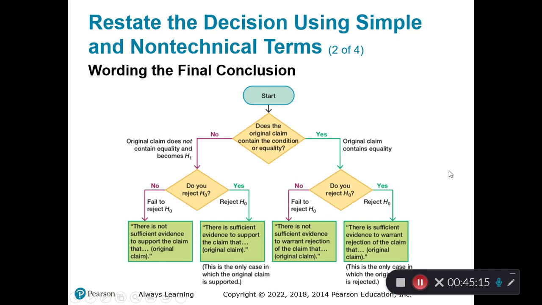Lots going on in this slide, but basically, here's the question. Do you have enough evidence to reject the null hypothesis, or do you not have enough evidence to reject the null hypothesis? So if you don't have enough evidence to reject the null hypothesis, then you say there is not sufficient evidence to support the claim, blah, blah, blah. If you do have enough evidence to reject the null hypothesis, you say there is sufficient evidence, and I don't like the word support. You'll see my work, and that's what I hope you use to model and to imitate as you work on your own problems.